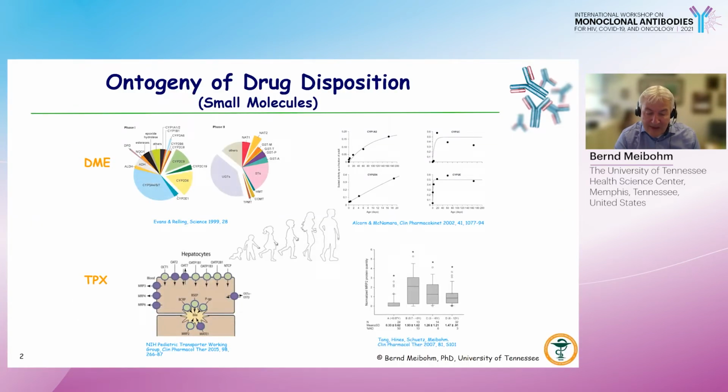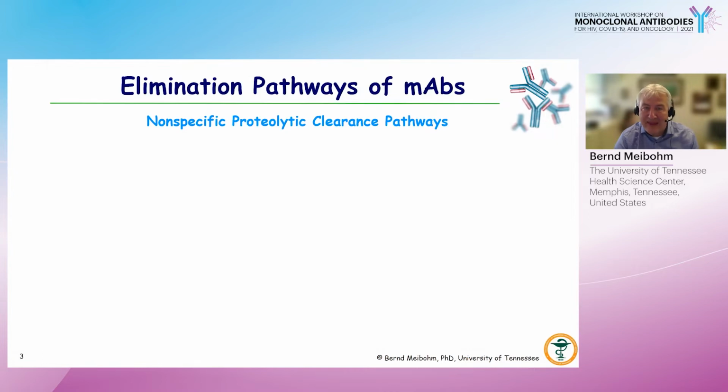Over the past decades, much knowledge has been gained on the impact of childhood development on the disposition mechanisms of small molecule drugs, as exemplified here for drug metabolizing enzymes as well as drug transporters. Unfortunately, large therapeutic proteins like monoclonal antibodies follow different disposition mechanisms, and not much knowledge has yet been gained about the impact of childhood development on these pathways.